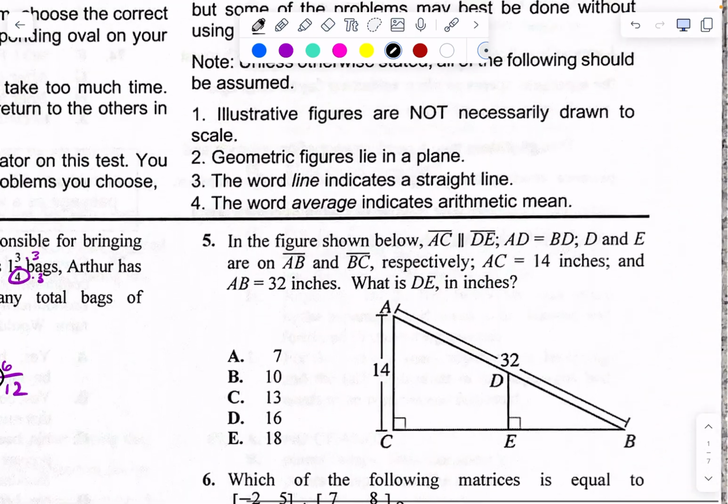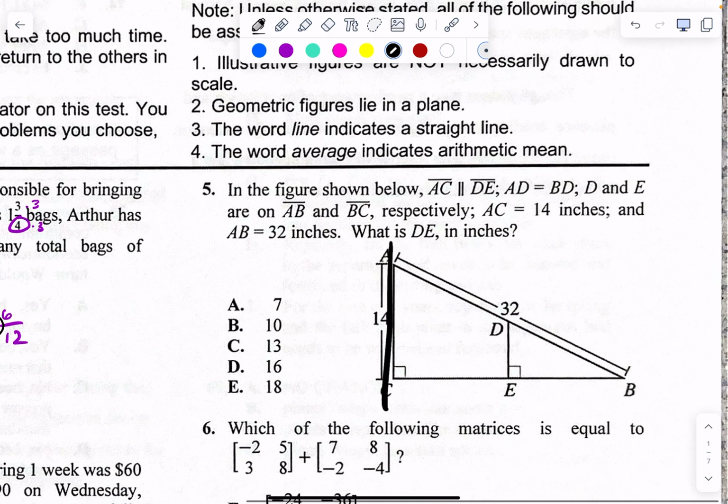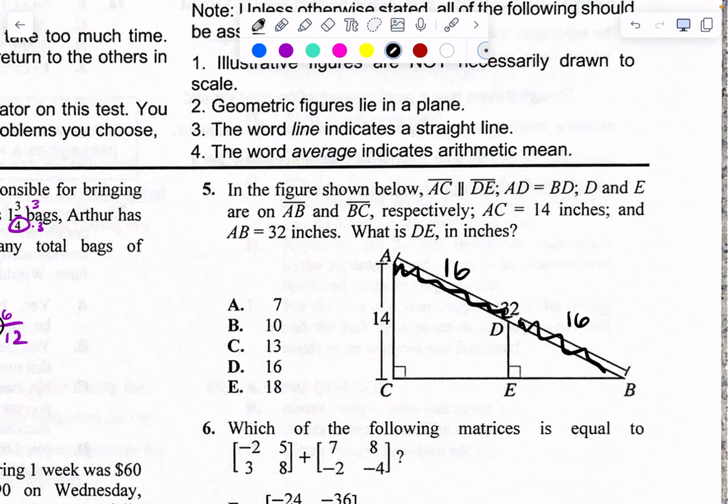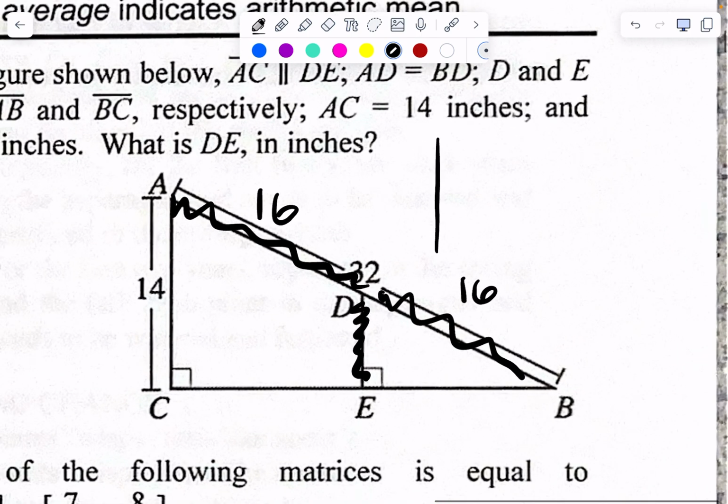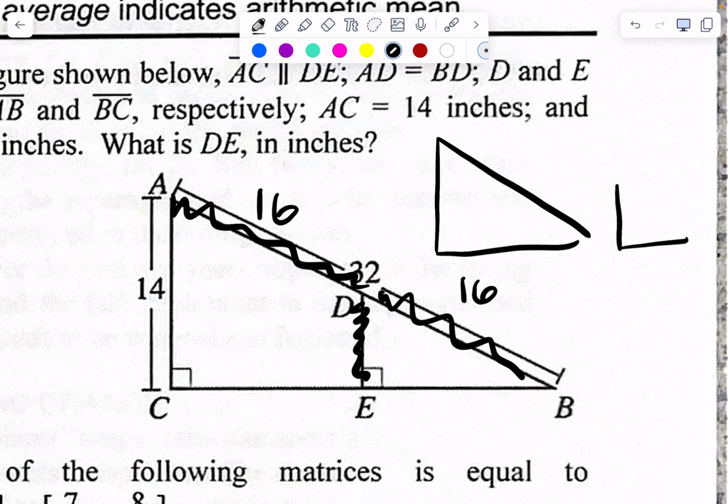Okay, whatever. Number 5. In the figure shown, these 2 lines are parallel. ACDE. It says AD and BD are equal. So AD, this length, and DB is this length, so those are both 16, yeah? D and E are on AB and BC respectively. AC is 14 and AB is 32. What is DE? What's the length of this guy right here? Okay, this one you could do wrong. You think it's 7? It is 7, actually.